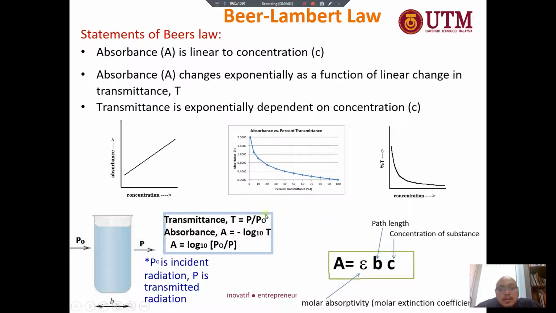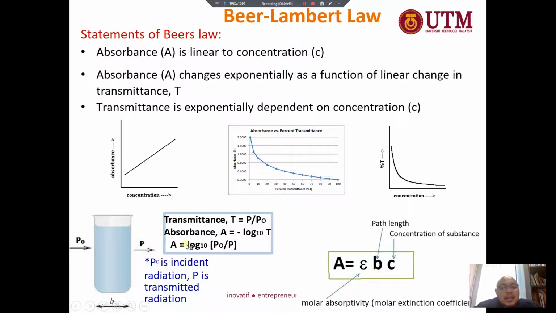The next formula is transmittance: T equals P over P naught. P is the transmitted radiation, which is the one that passes through your cuvette or container over here. P naught is the incident radiation. So P over P naught is the transmittance. For absorbance, besides the first formula, there is also this formula: A equals negative log T, or log P naught over P.